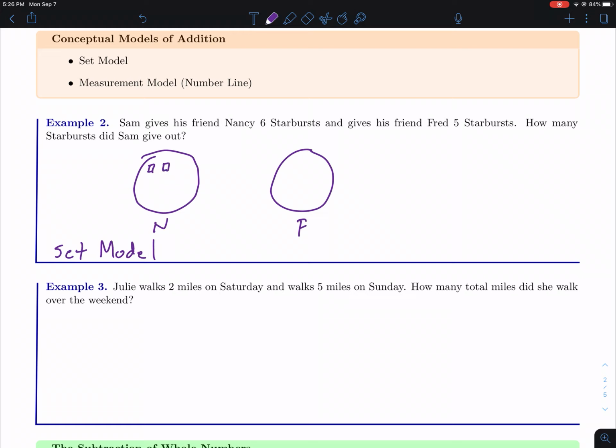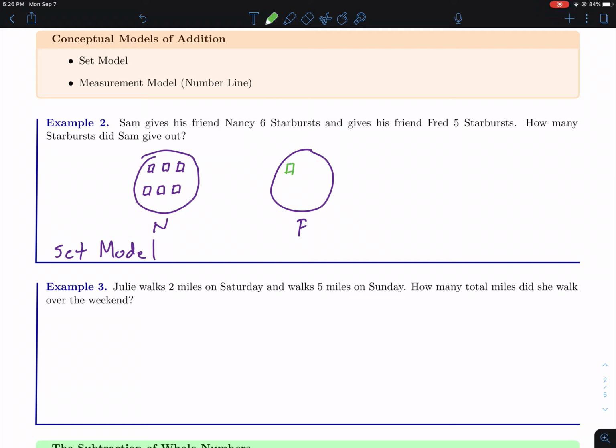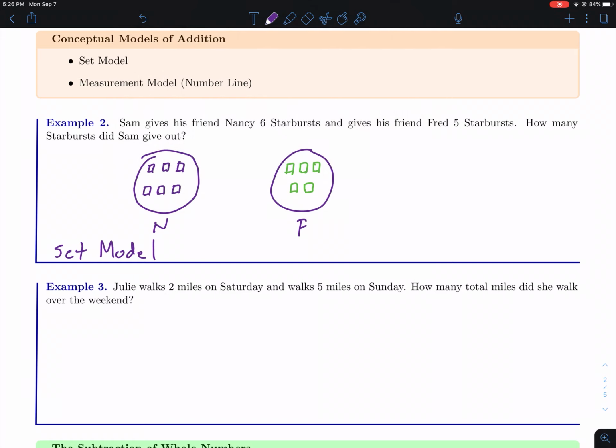Sam gave Nancy 6 starbursts. So let me draw little squares to represent my starburst here. There's 6 for Nancy. I should use different colors since starbursts come in all different colors. And then for Fred, I'll use a different color. He had 5 starbursts. The goal is we want to know how many starbursts Sam gave out altogether. So in this case, we're thinking of this as the addition model. We're really doing the union of N and F.